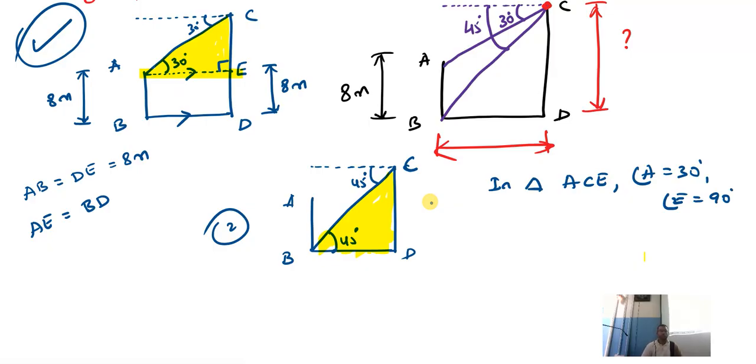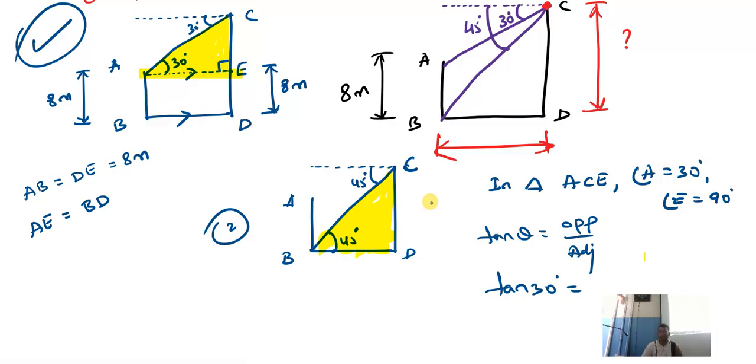Shall we use opposite by adjacent, tan theta? Because we don't want hypotenuse. Hypotenuse के बारे में तो कुछ भी नहीं पूछ रहा हूँ. Do you think they are asking the AEC value? No, it is not required. So tan theta is equal to opposite by adjacent. Then tan 30 is equal to opposite, according to triangle ACE.